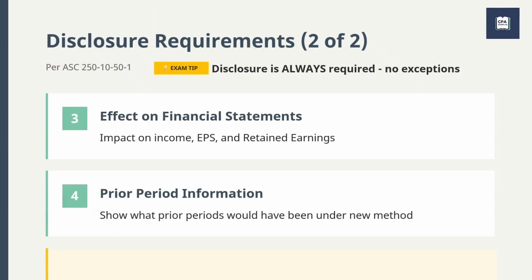We have to disclose the effects on the financial statements: impact on income, EPS, and retained earnings. If the change affected their cost of goods sold, for example, they had to disclose that effect. And also we have to disclose the prior period information, so what the prior periods would have been under the new method. What I was calling earlier the time travel accounting. Basically those four need to be disclosed if you are making the change.